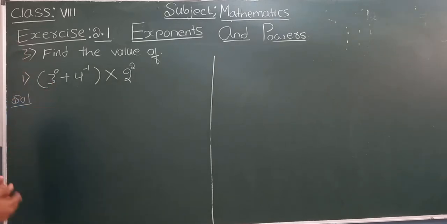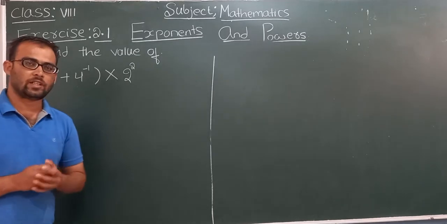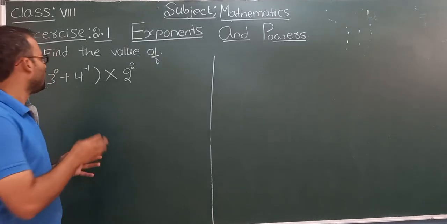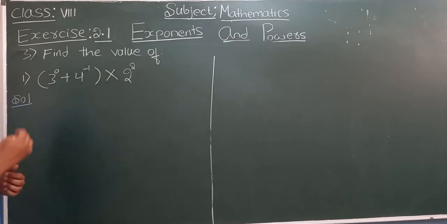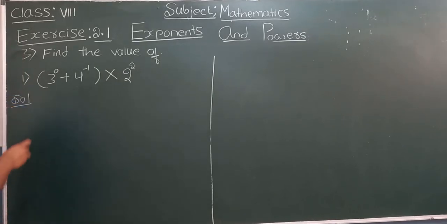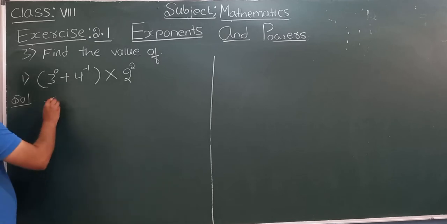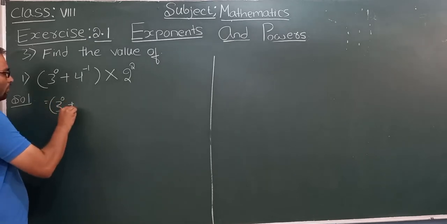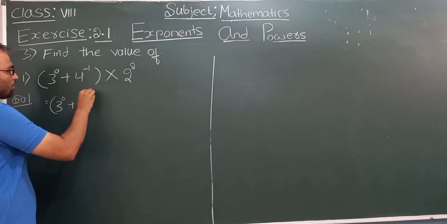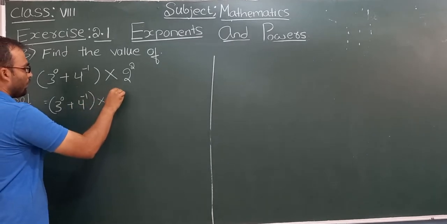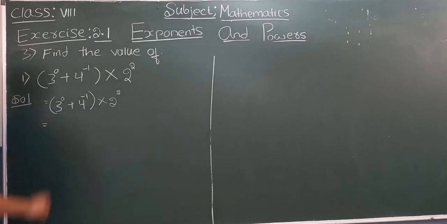Okay, so here what they are given, find the value of. Students, they are given some numericals. It is in the form of exponential terms and we need to find the value of these given questions. First, what they are given: 3 to the power 0 plus 4 to the power minus 1, bracket, into 2 to the power 2. Now write it once again: 3 power 0 plus 4 to the power minus 1 into 2 to the power 2. Students, just look here, 3 power 0 is there.